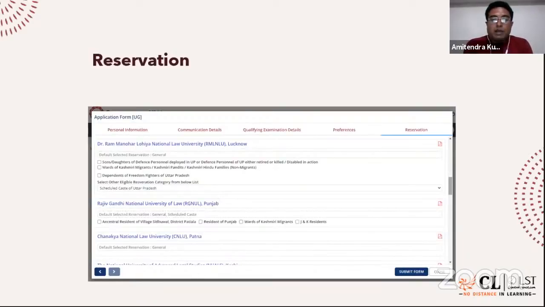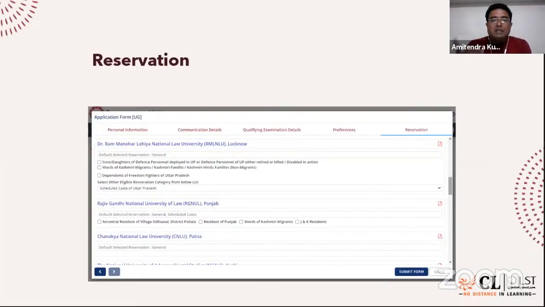Same goes for Punjab. There is a specific reservation for students belonging to the village Sidhuwal, which is in district Patiala. Then if you are a resident of Punjab, you get the benefit of that. Also if you are a ward of Kashmiri migrant or JNK resident. So you can see a lot of options being given in the reservation form.